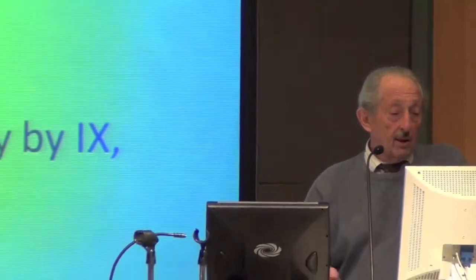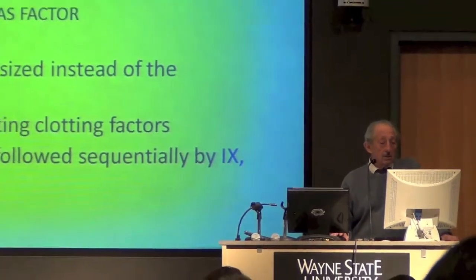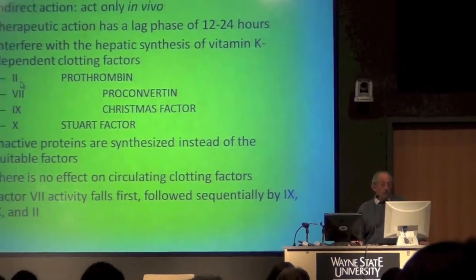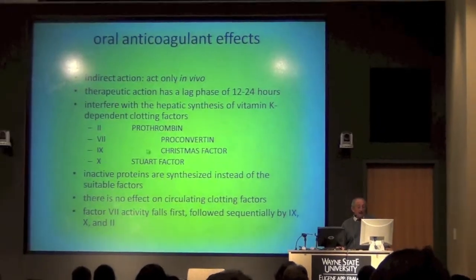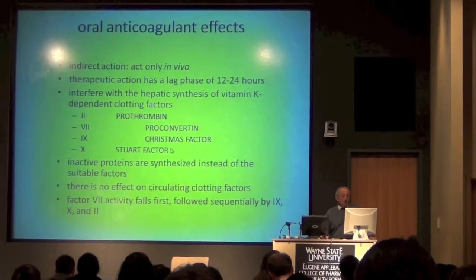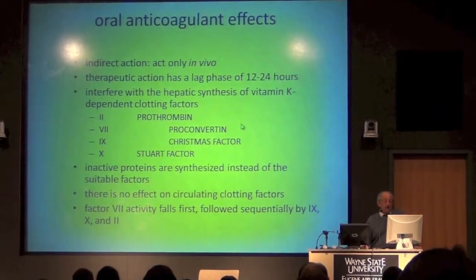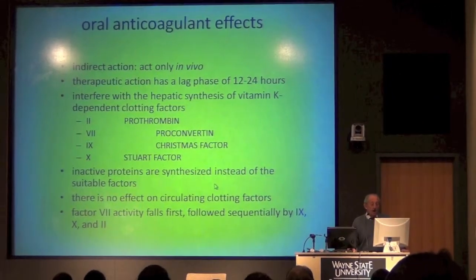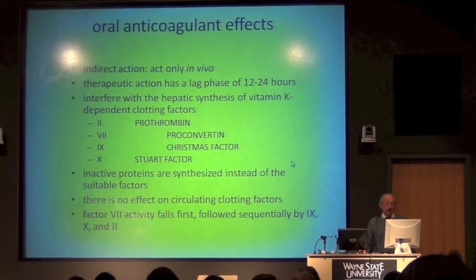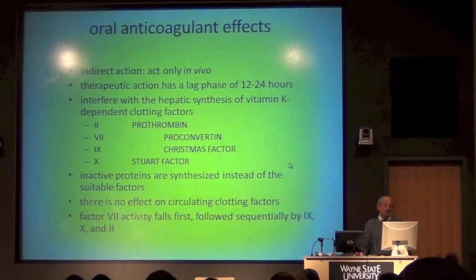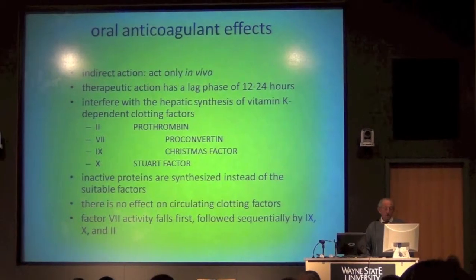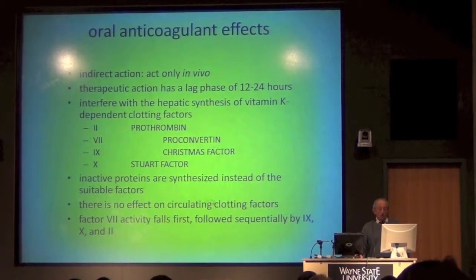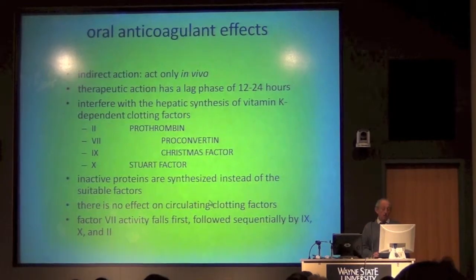It takes about 12 to 24 hours to get an activity, and they interfere again with the hepatic synthesis of vitamin K clotting factors. And here are the main ones: factors 2, 7, 9, and 10, and they have fancy names. So when you give these anticoagulants, inactive proteins are synthesized instead of the ones that are normally produced by the liver. There is no effect on the circulating factors, those that are already preformed.